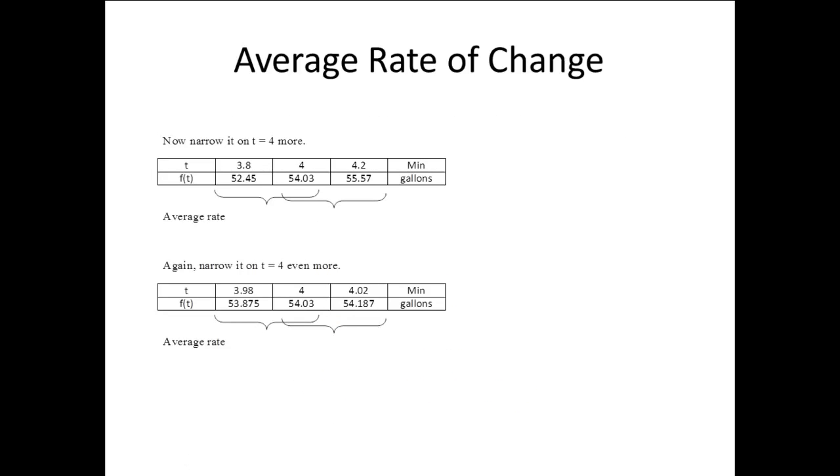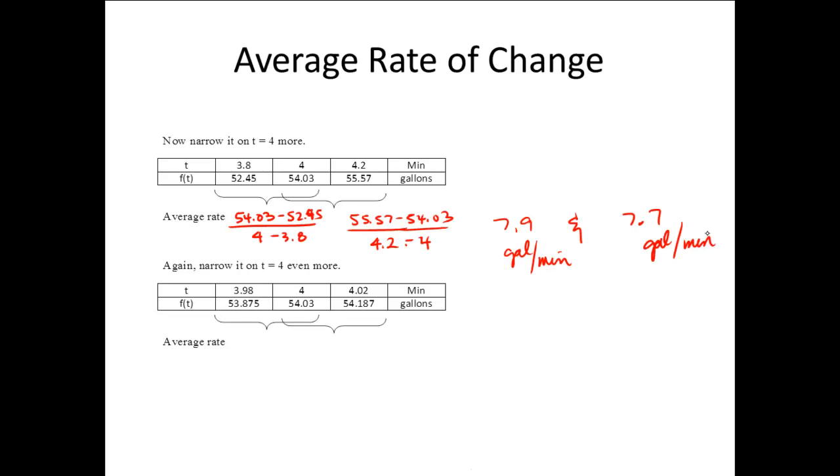All right, let's go ahead and narrow in a little bit more on t equals 4, and so here we're looking at from 4 to 3.8 minutes, so a much smaller window of time. As you notice, we've done this narrowing in process before. So you're going to go ahead and calculate again. So you should have come up with 7.9 gallons per minute from 3.8 to 4, and 7.7 gallons per minute from 4 to 4.2. We're going to repeat this process again. Go ahead and pause your video and take a second to try this for the next section.